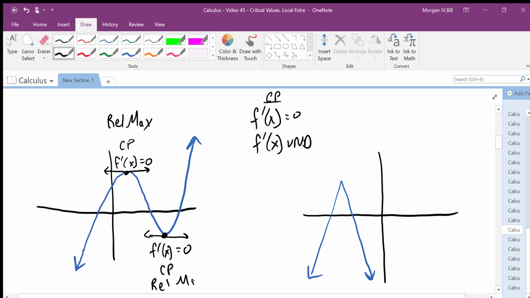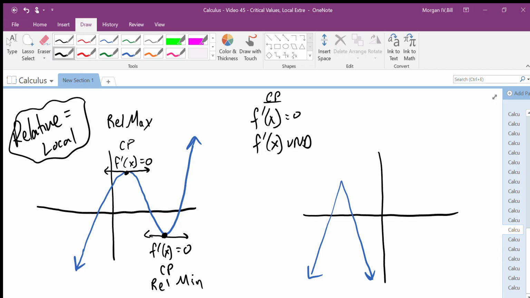Now here I'm using the term relative. Earlier I used the term local. Relative and local I'll use interchangeably. You'll see them both ways. Relative min, relative max, local min, local max, same idea. Okay, so two critical points, one being a relative max, one being a relative min.